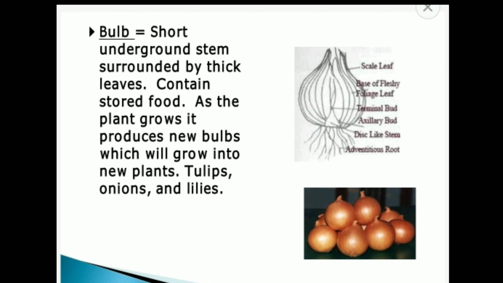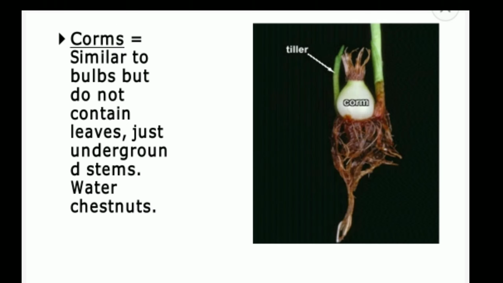The first type is bulb. Have you seen onions? It is basically a short underground stem surrounded by thick leaves. They contain stored food. As the plant grows, it produces new bulbs which will grow into new plants. The examples are tulips, onions and lilies. The next example is corm. It is similar to a bulb but does not contain leaves, just underground stems. An example is water chestnut.